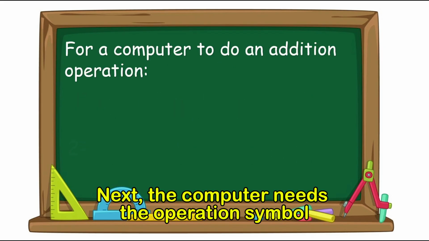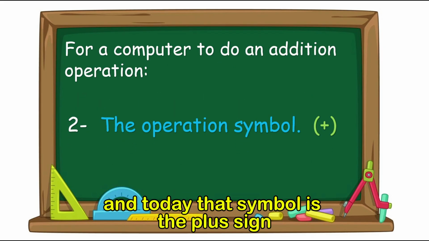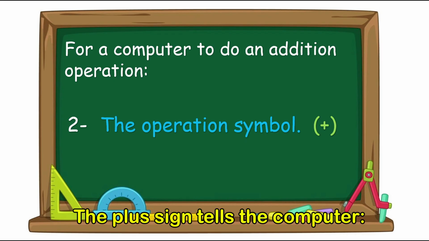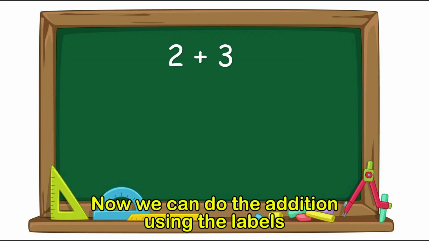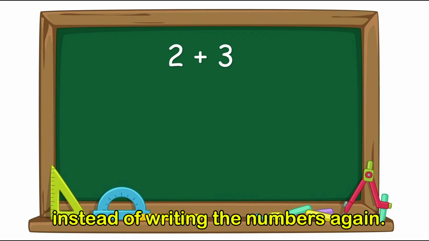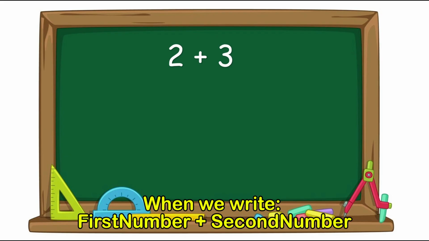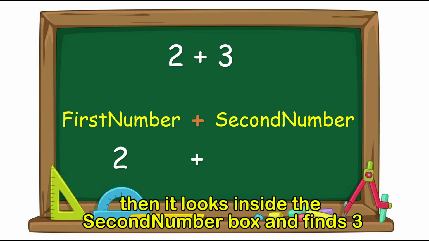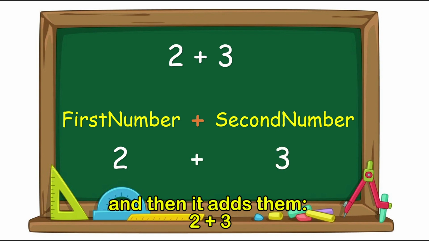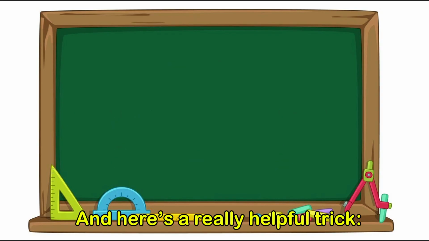Next, the computer needs the operation symbol, and today that symbol is the plus sign. The plus sign tells the computer, take the two numbers and add them together. Now we can do the addition using the labels instead of writing the numbers again. When we write first number plus second number, the computer looks inside the first number box and finds 2. Then it looks inside the second number box and finds 3, and then it adds them. 2 plus 3.